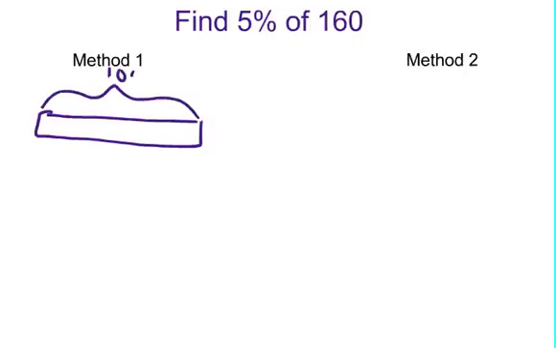In the first method, we would use bar modeling, so we would draw our bar. And this would represent 100%, which in this question it says is 160. We want to find out what 5% of 160 would be. 5% would be somewhere around there.